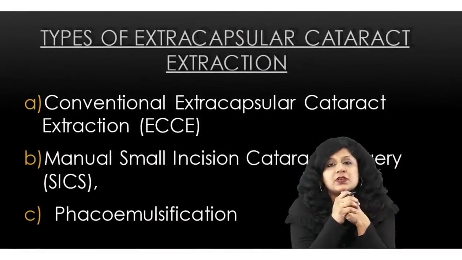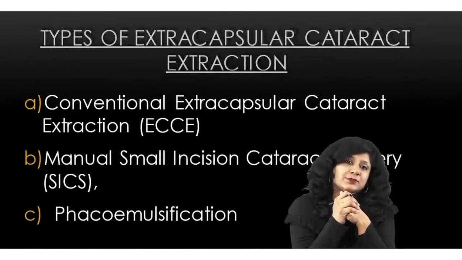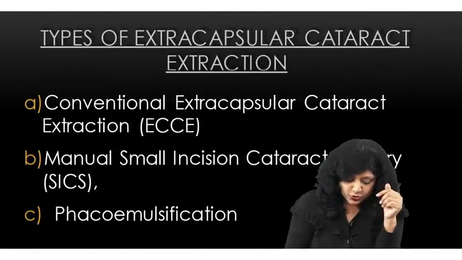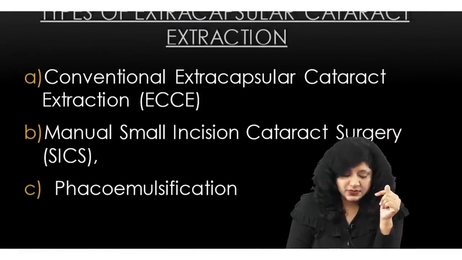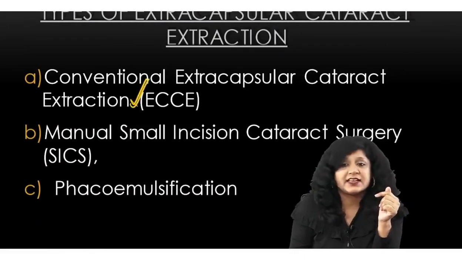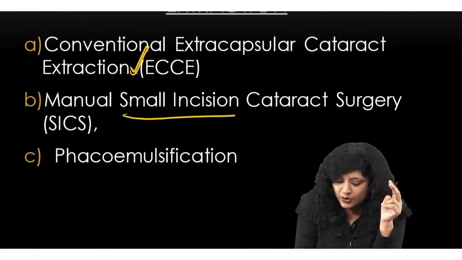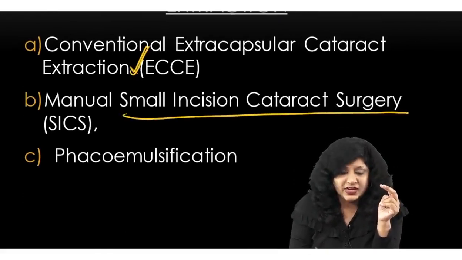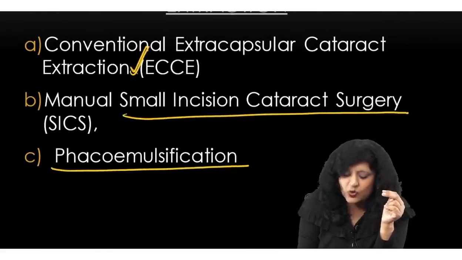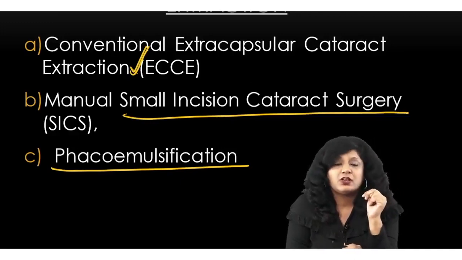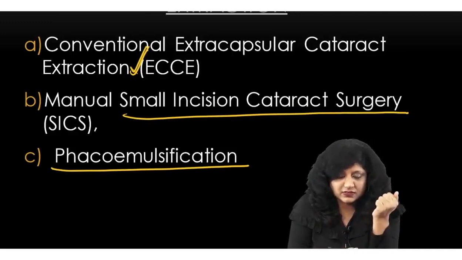Now, coming to the types of extracapsular cataract extraction. These can be of three types. The conventional ECCE, where you are doing ECCE with the PCIOL, then we have small incision cataract surgery, and then we have phacoemulsification. Now, you will say, what is the difference between the three?